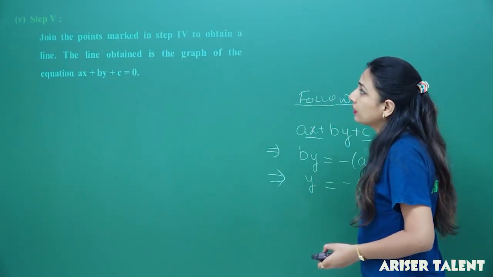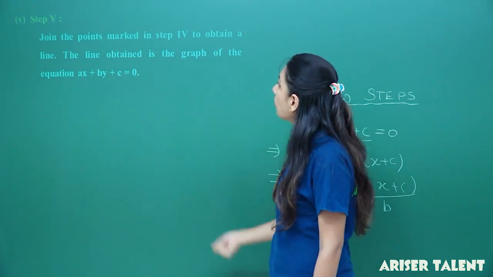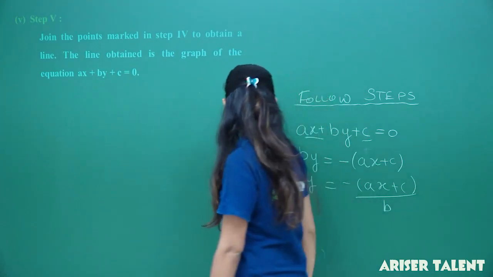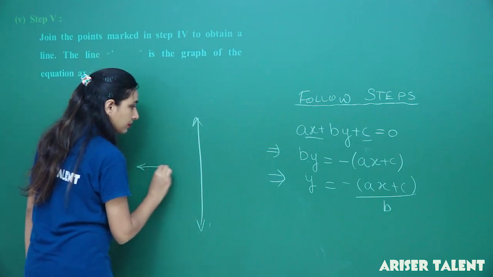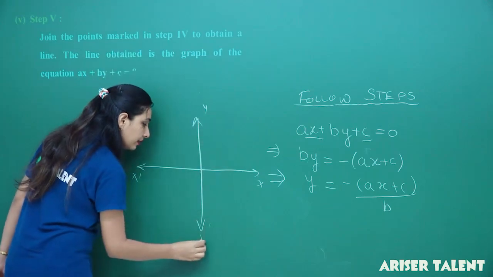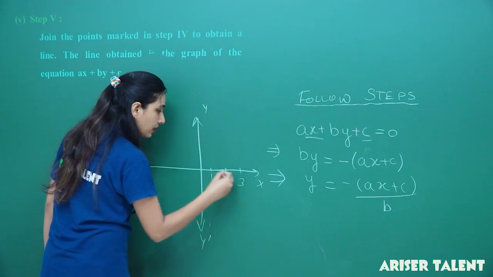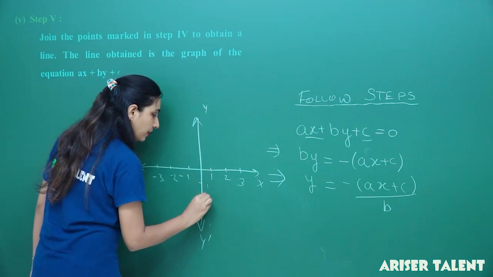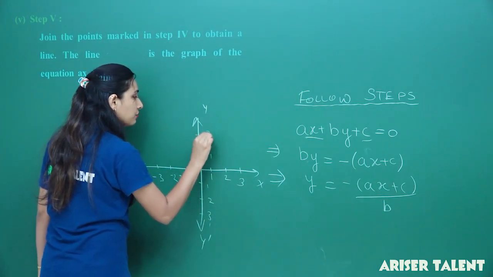Now step 5, join the points marked in step 4 to obtain the line, which is the graph of the equation ax plus by plus c equals 0. Now students, let's suppose this is my graph. Now this is x and this is y dash axis. Now this will be 1, 2, 3 and that will be minus 1, minus 2, minus 3. It will be 1, 2 and 3, and this will be minus 1, minus 2 and minus 3.